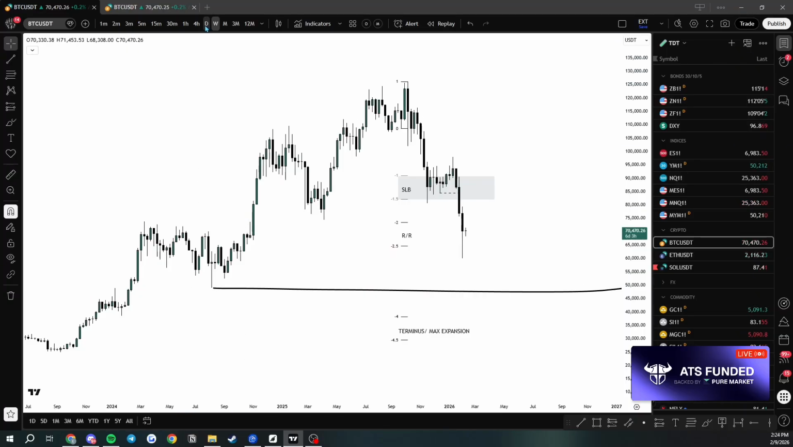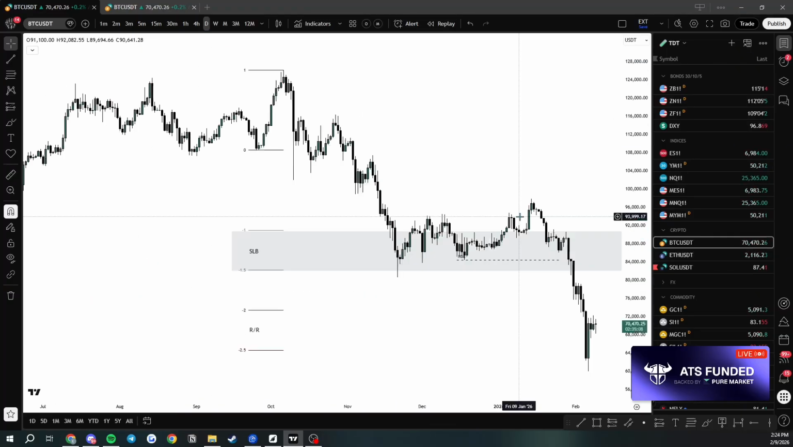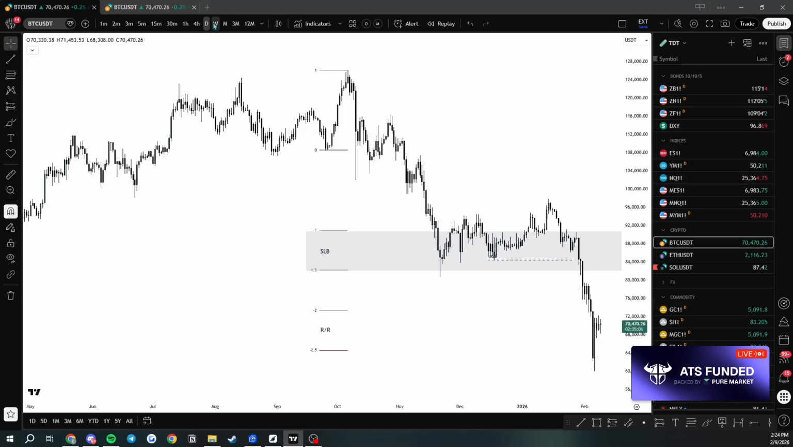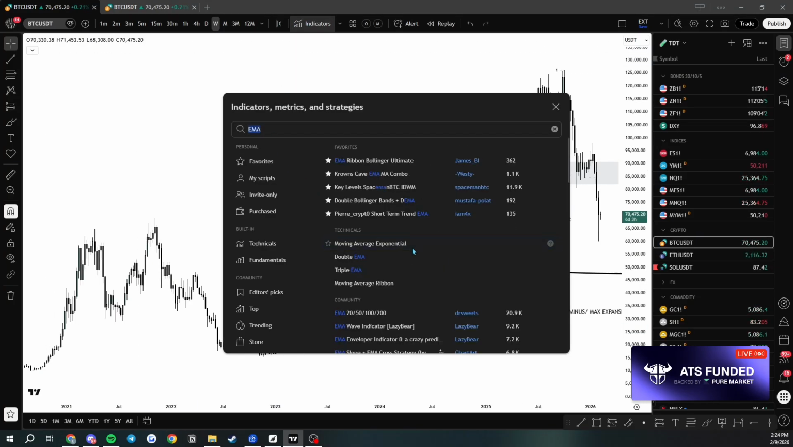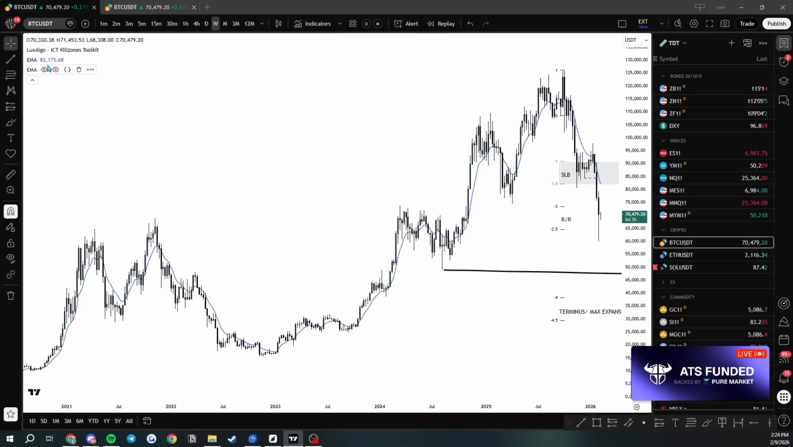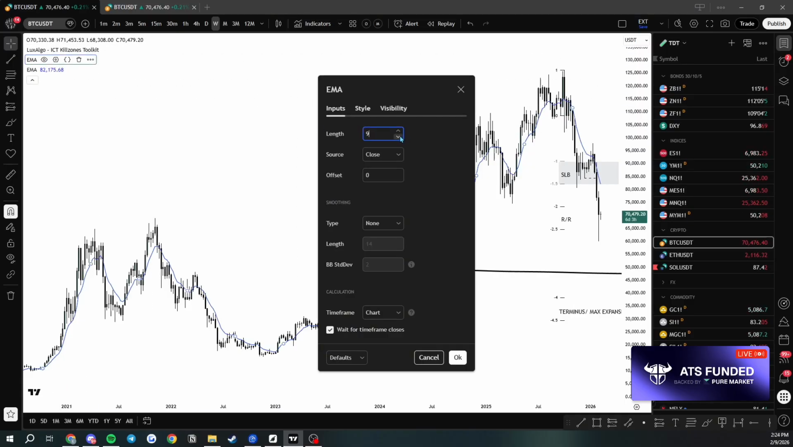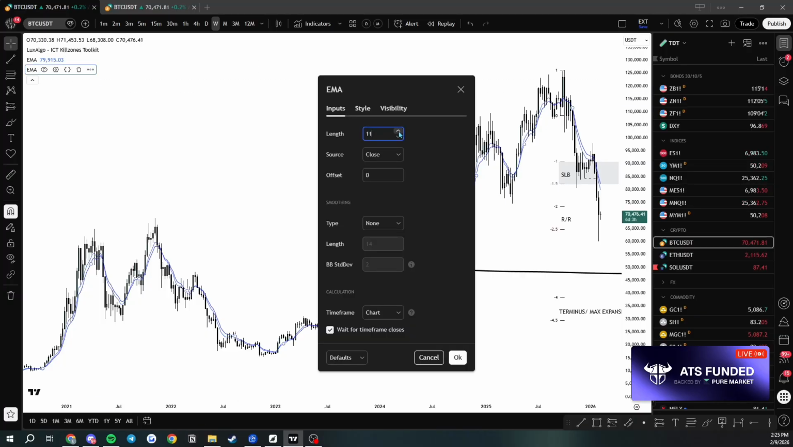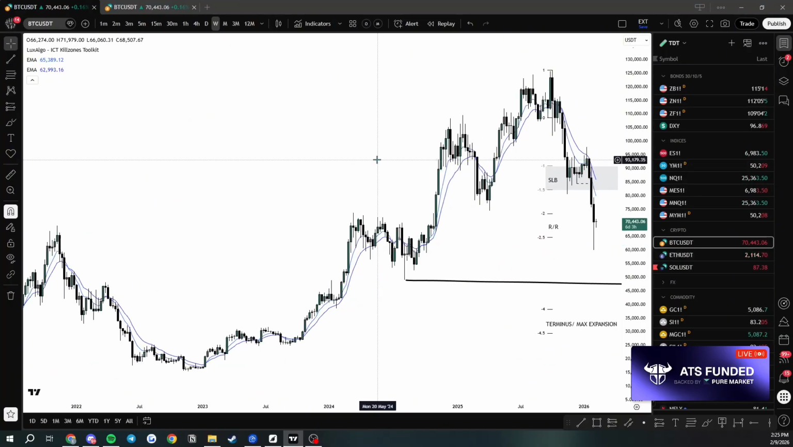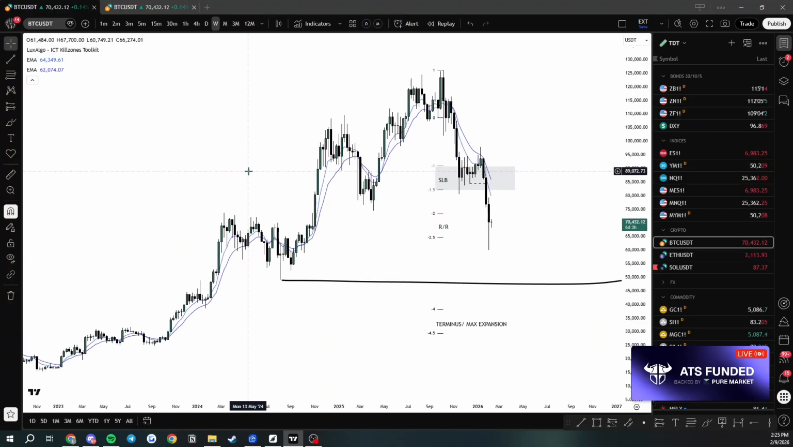But for the most part, the trend is down. If we did what we showed last time with the EMAs, let's go ahead and slap on those two EMAs, the 7 and the 13 EMAs on the weekly. We can see the trend is still down. Our bias should still be lower. I've seen people playing long.